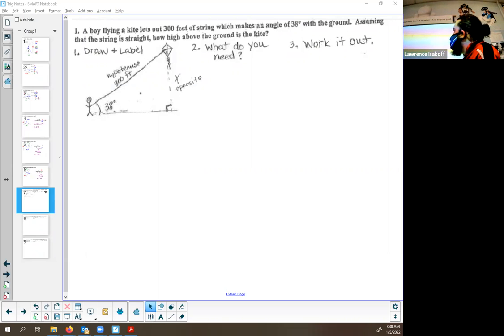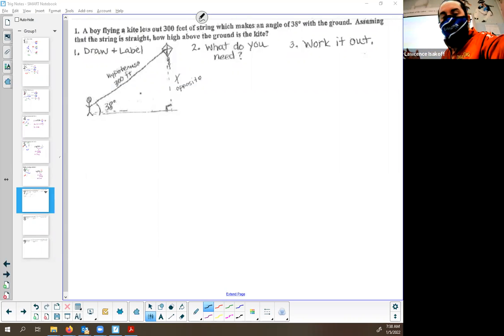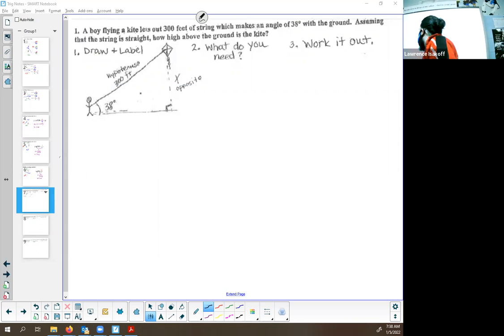So a boy is flying a kite and lets out 300 feet of string, which makes a 38-degree angle with the ground. Assuming the string is straight, how high above the ground is the kite? Right away, I'm going to draw over the picture we have to re-explain the idea of turning the words into our visual representation so we can do our trigonometry here.